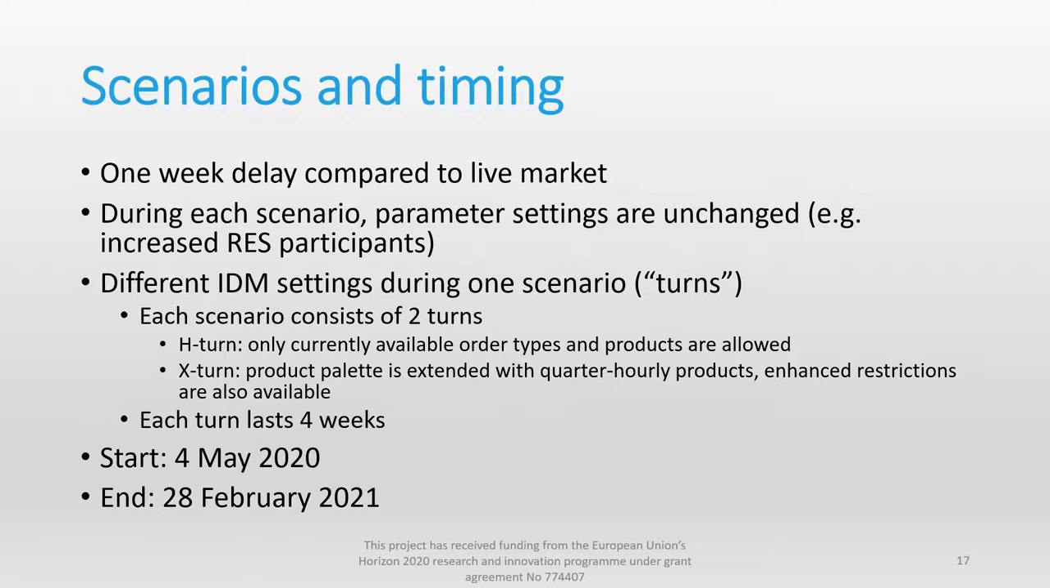And then for the second part of the scenario, what we call the X turn, we're going to open up the product palettes, not only with the two order types that have been shown previously, but other ones like, for example, iceberg orders, fill or kill, etc. And we're also going to introduce the quarter hourly products to this platform. So functionality and time resolution of the demonstration markets are going to be changed for the second part of each scenario. The demonstration will be started on the 4th of May and will finish by the end of February next year.